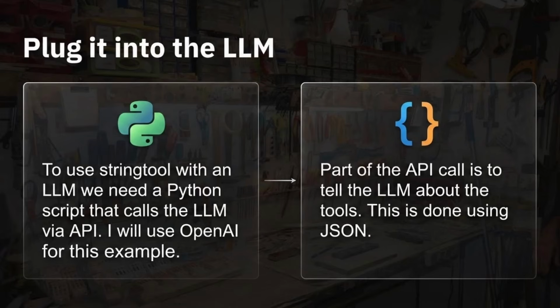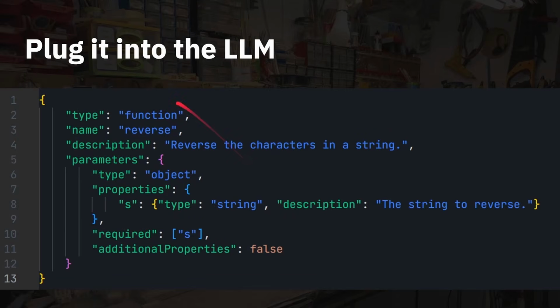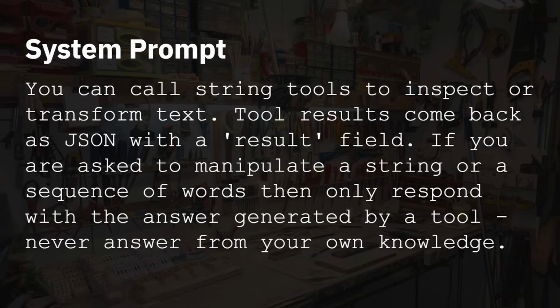Now, part of the API call is you can say, this is a tool here, and you describe the tool in JSON. So here is the JSON you would use. For example, you're saying it's a function, it's called reverse, it reverses the characters in a string, it has a parameter, that parameter is the string to reverse, you have to have that parameter, and that's it. You've given it the definition of what it needs to call the tool. So it knows there is a tool that can reverse a string, and it needs a parameter, in other words, the string to reverse.